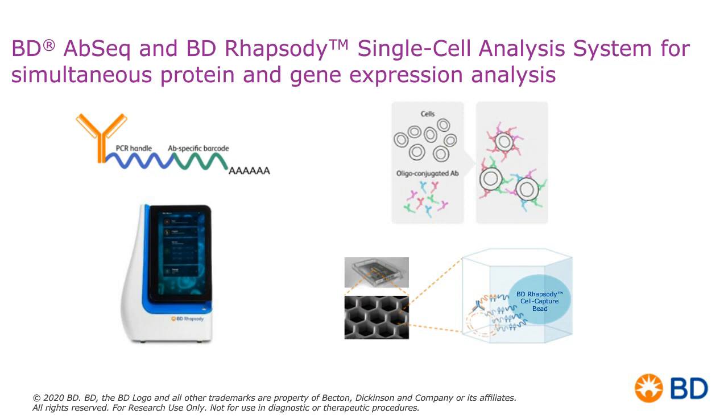And once we lyse our cell, we liberate all of those antibodies that were attached to the cell, as well as the mRNA. As those are released within this particular well, they're captured by this bead. Each bead is uniquely labeled. There's millions of them. They're uniquely labeled such that when we recover this bead later on, we know this bead came from one single cell, and all of the stuff that it captured came from that specific cell.